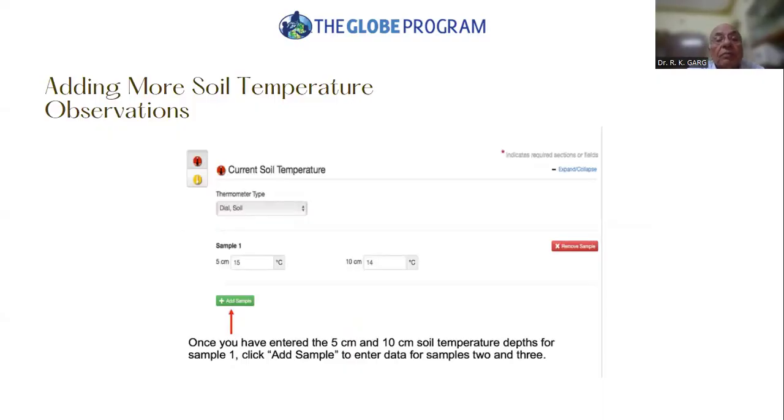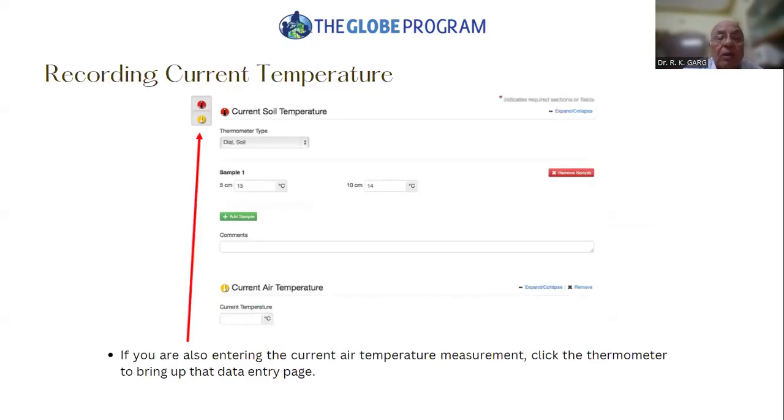Here, sample 1, sample 2, sample 3, like this we have to take. And of course, at 5 centimeter depth and 10 centimeter depth. Suppose at 5 centimeter depth, it was 15 degrees Celsius. At 10 centimeter depth, it was 14 degrees Celsius. So once you have entered the 5 and 10 centimeter soil temperatures for sample 1, click here. Here, you have to click to add another sample. So 2, 3, 4 samples you can always write. Next, please.